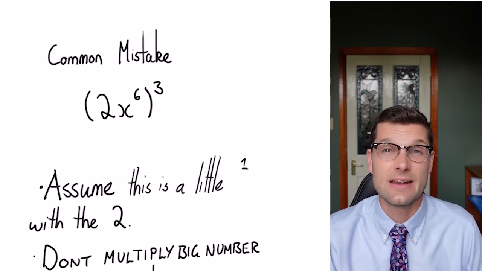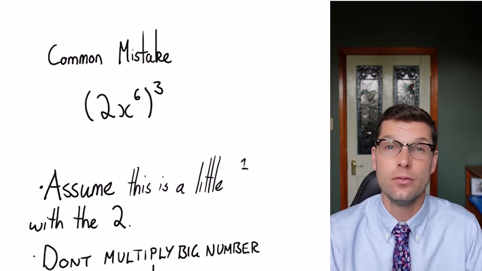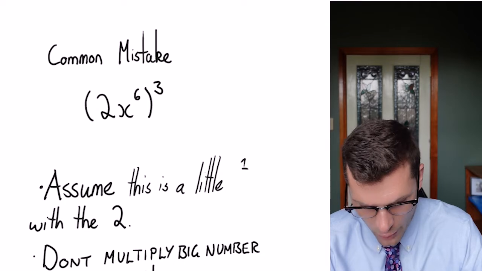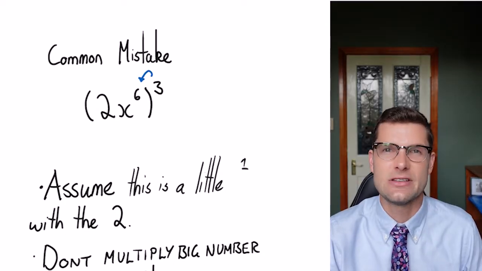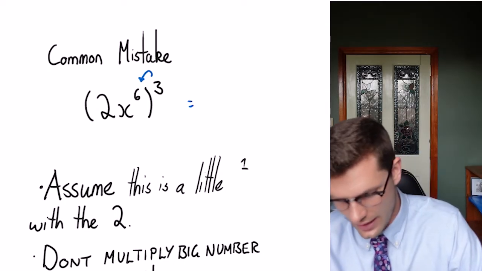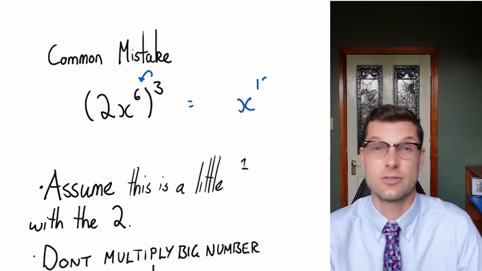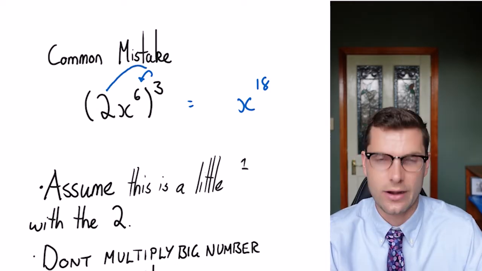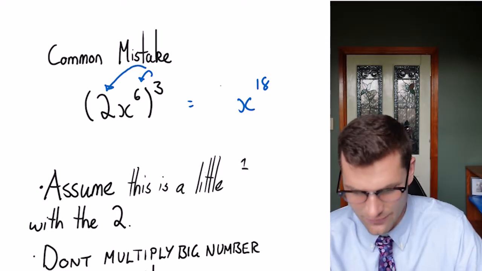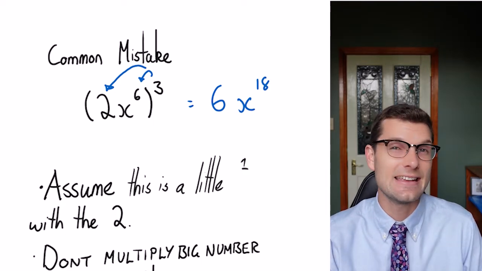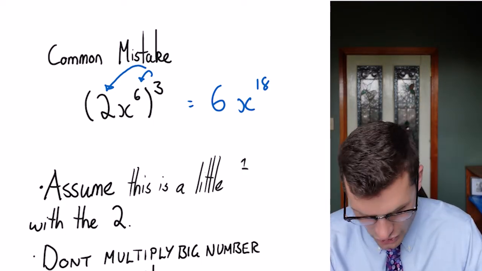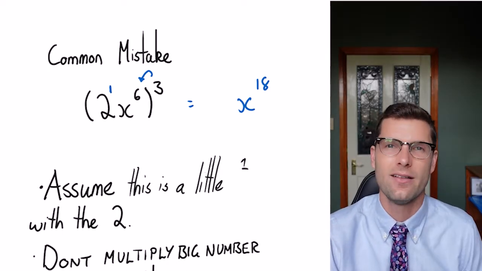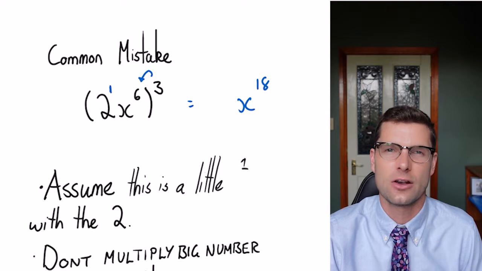A really common mistake for these ones is we'll have 2, which is a coefficient, out the front of some algebraic term. We know that we're going to multiply these little numbers together, so we're left with x to the 18, so that's a really good start. But some students think that they then have to multiply this 3 with the 2, and they give the answer of 6. This is incorrect. We've just got to make sure that we are assuming that there's a little 2 to the power of 1 at the front of the equation.